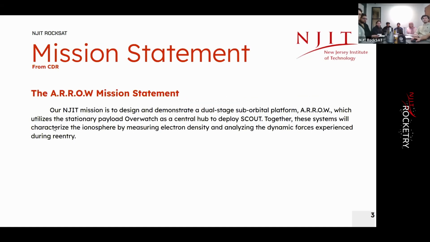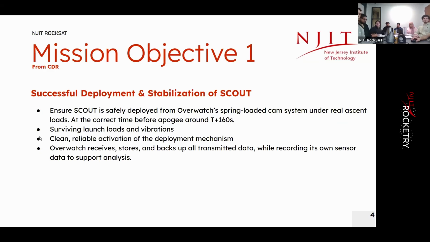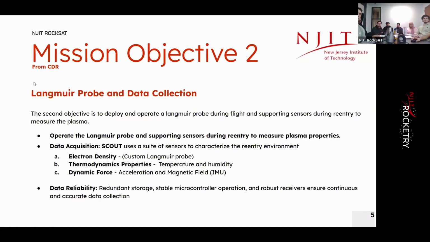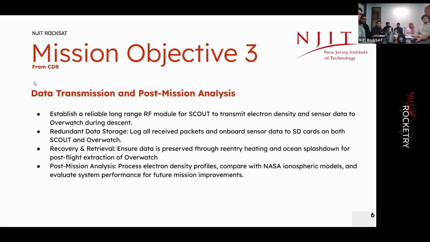Mission statement. The Arrow mission: NJIT's mission is to design and demonstrate a dual-stage sub-orbital platform, Arrow, which utilizes a stationary payload, Overwatch, as a central hub to deploy Scout. Together, these systems will characterize the ionosphere by measuring electron density and analyzing dynamic forces experienced during reentry. These are from the CDR, so we are going to skip all mission objectives.